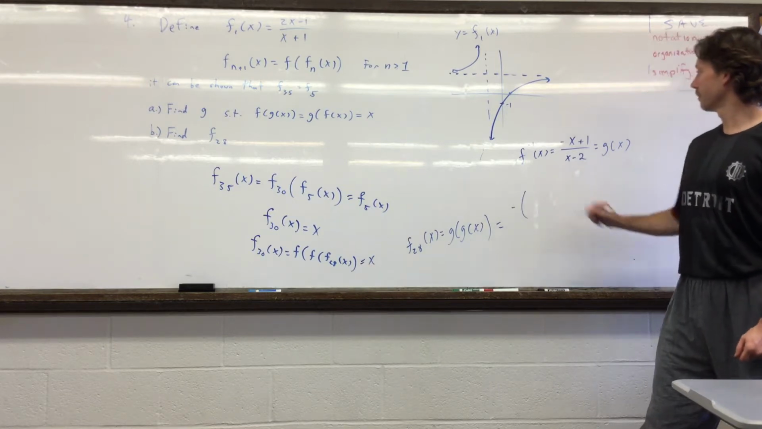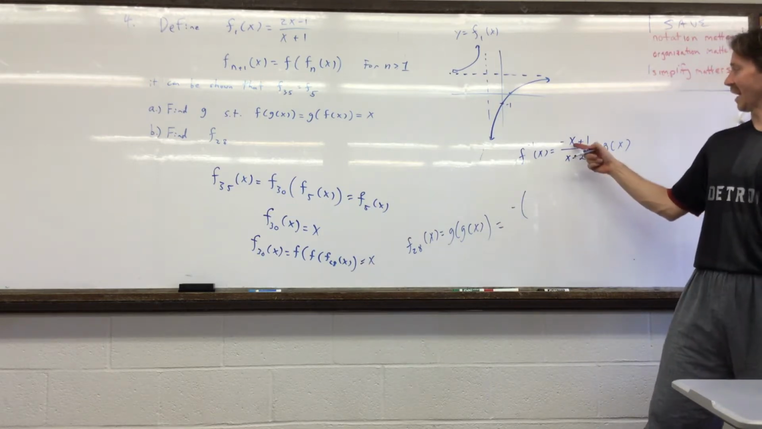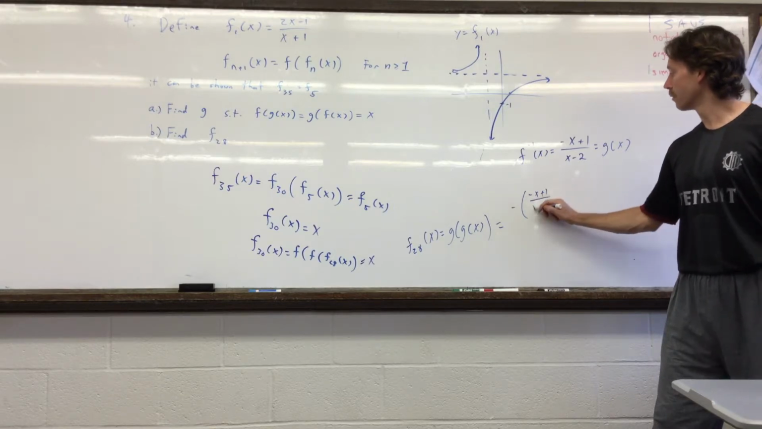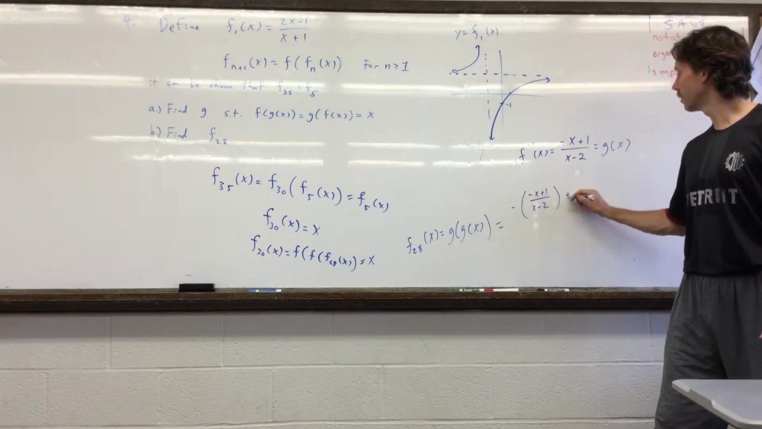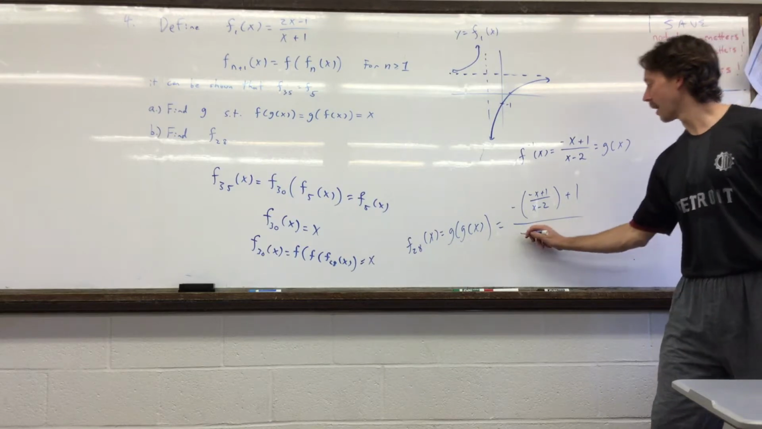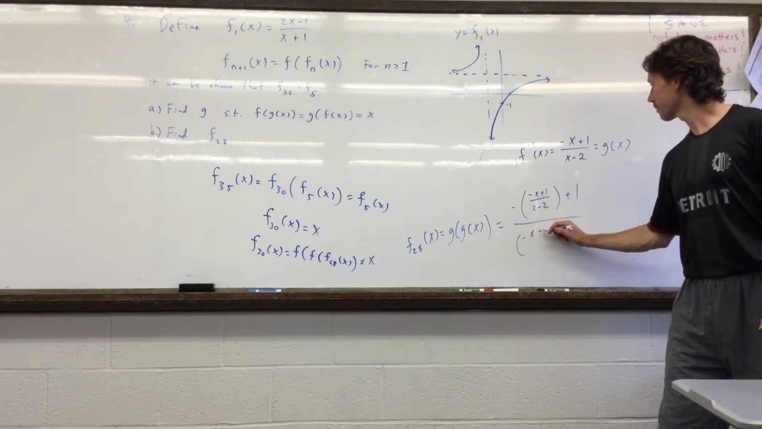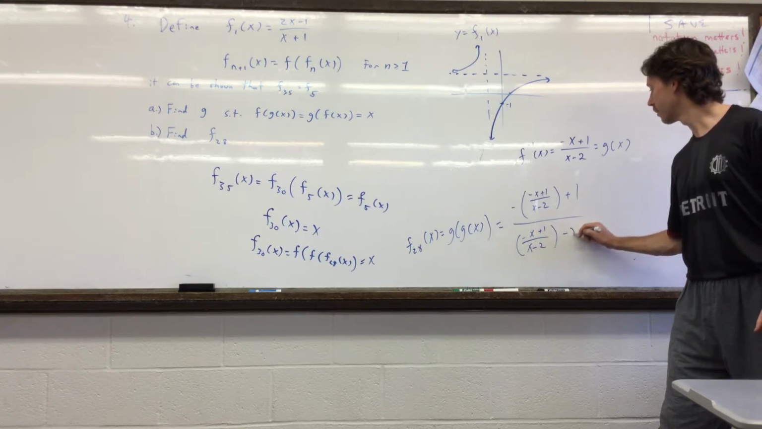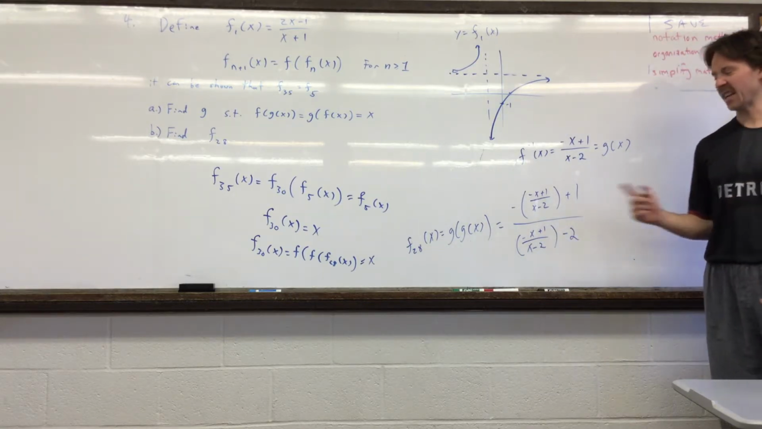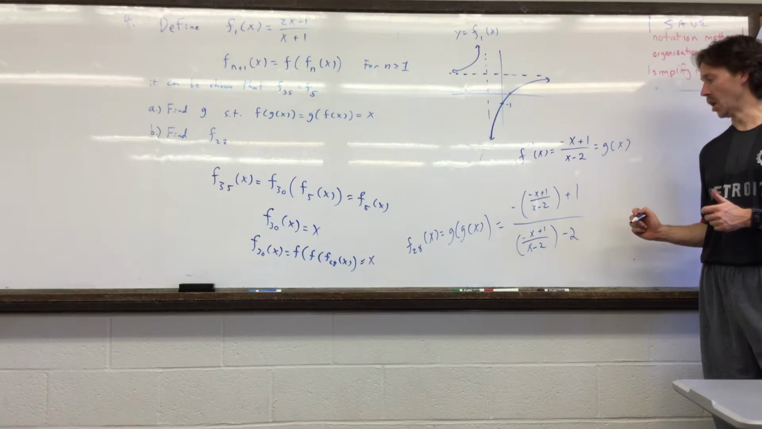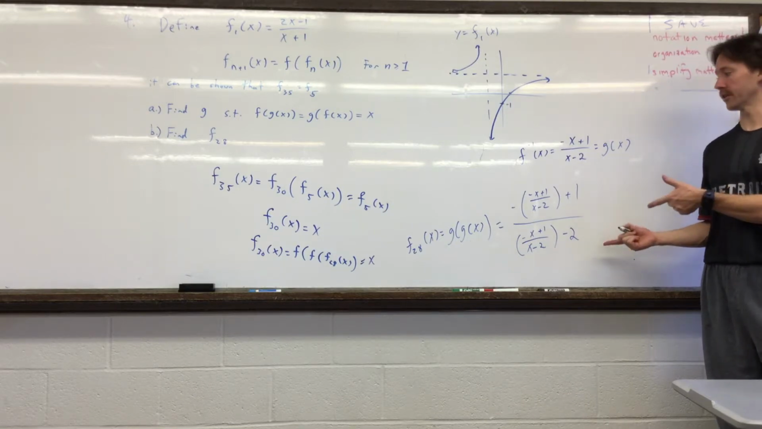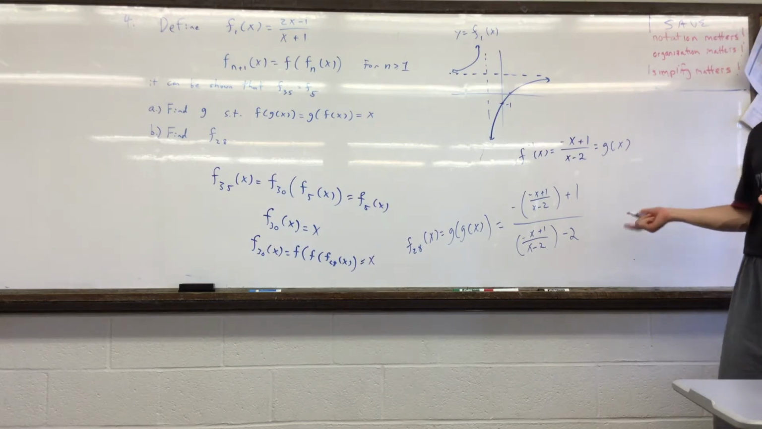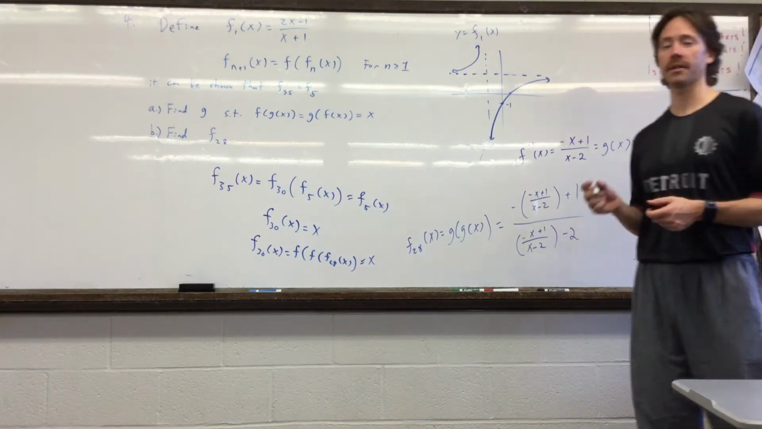negative, and then for x I plug in the whole function again, right? Negative x plus 1 over x minus 2 plus 1, divided by negative x plus 1 over x minus 2. And I should probably simplify that, but in the interest of time, I'll leave it here. It's a correct answer. You might lose a point for not simplifying it, but we'll come back to that later.